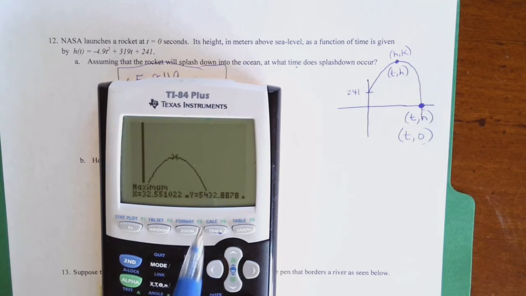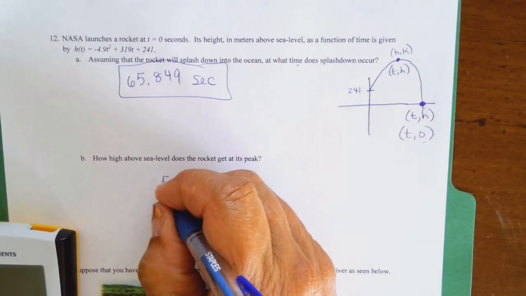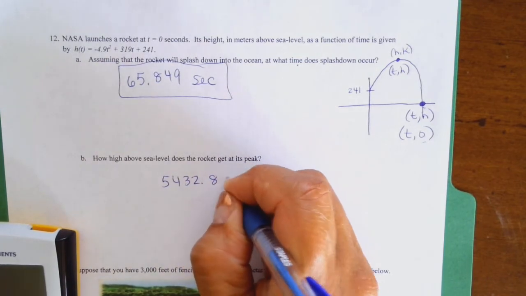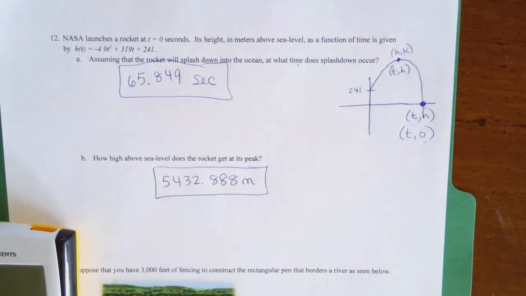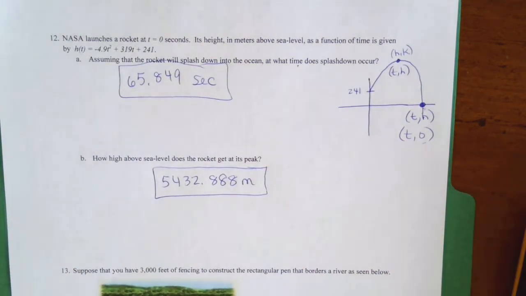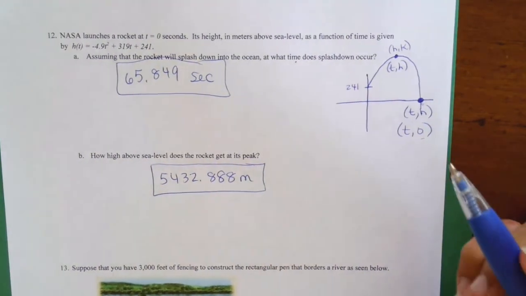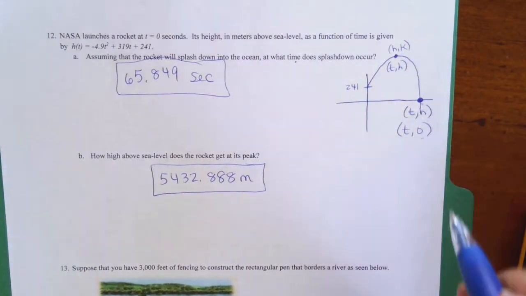So 5,432.888, we'll call it. That is how high it got, 5,432.888. And these were meters. So that's how high it got. So there's a good example of one you might choose to do on your calculator. If you were showing me the work, you would put what you found for the vertex, those ordered pairs, for me and show me that you used your calculator.